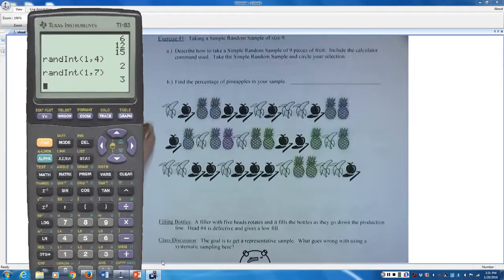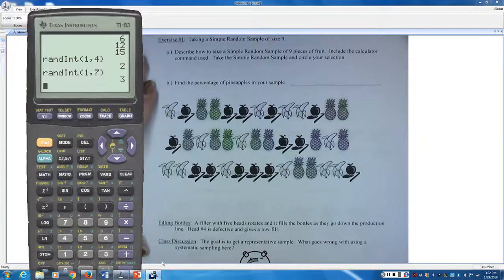So here's our first exercise. Describe how to take a simple random sample of 9 pieces of fruit. Include the calculator command that you use, and take the random sample and circle your selection. Okay, how many pieces of fruit do we have, first of all? Because our first thing is going to be count the fruit.